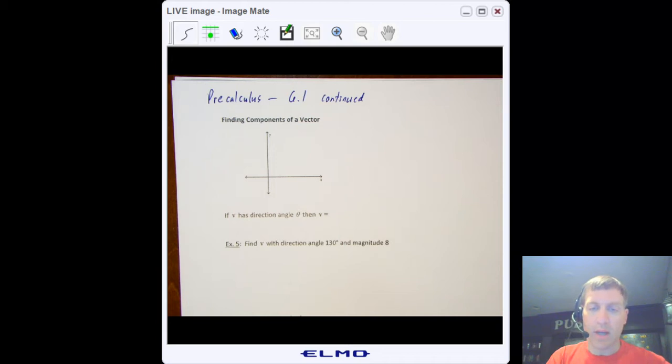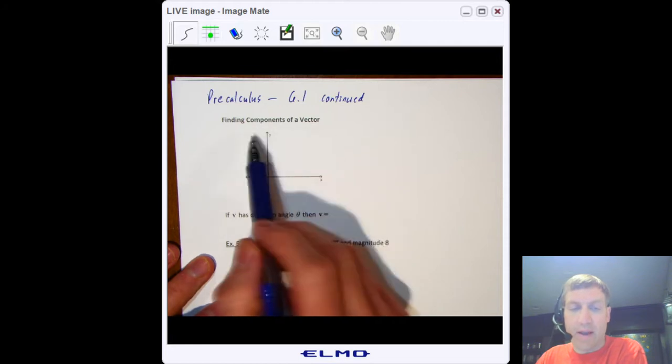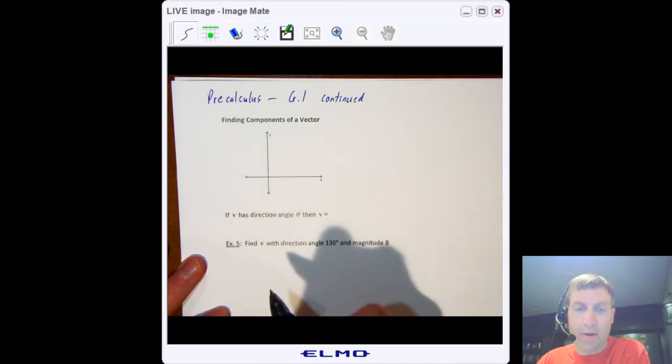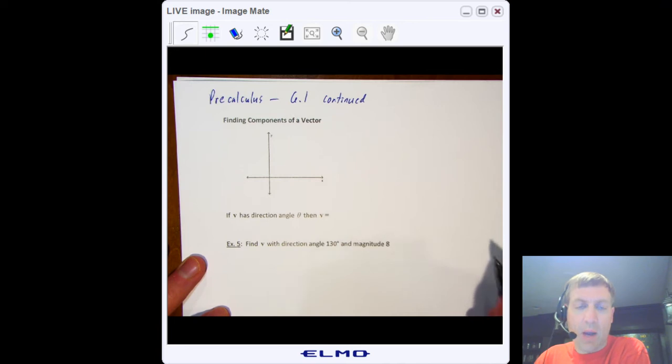Okay, so now we want to talk about finding the components of a vector. What if you know the angle and the direction? Can you break it down into x and y components? We're going to be doing a lot of this when we get to application problems next. I'm going to give you a direction and a magnitude. For example, a ship is sailing at this direction with this speed, or a force is being pushed up a ramp at this angle with this amount of force. Things like that. Those are all vectors.